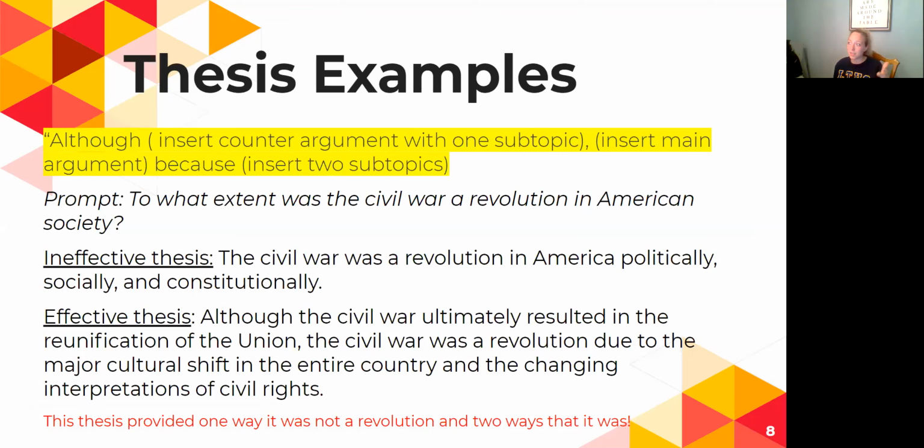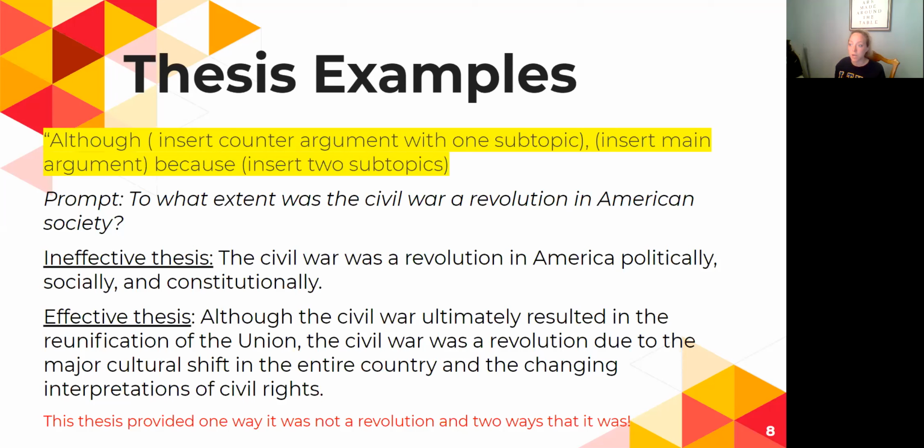Because the prompt is asking, like, was it a revolution? Did things change a lot, or did they really stay the same? So once you decide where you are on that spectrum, like, yes, I'm going to say it's a revolution. More things changed. I got to acknowledge one way that it stayed the same. Although the Civil War ultimately resulted in the reunification of the Union for the same country, the Civil War was a revolution due to the major cultural shift in the entire country and the changing interpretations of civil rights.